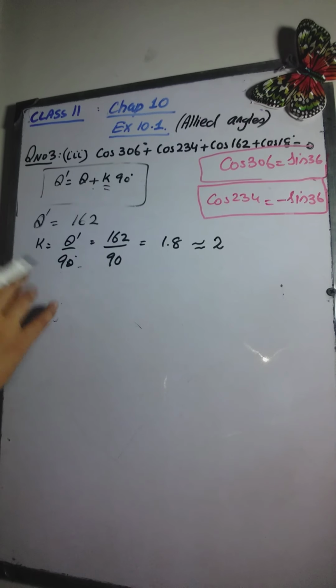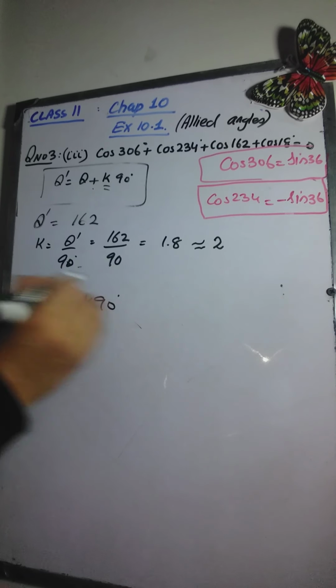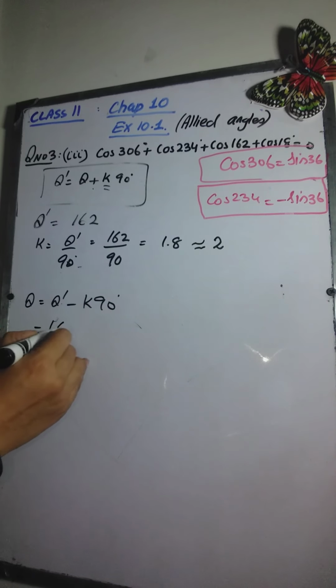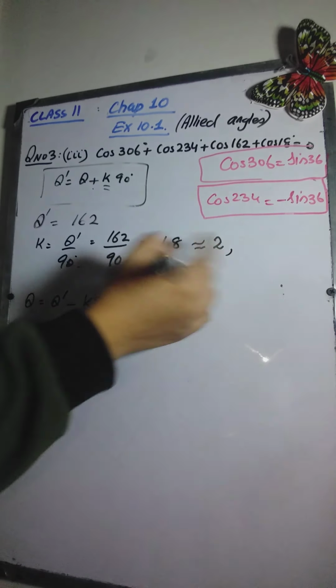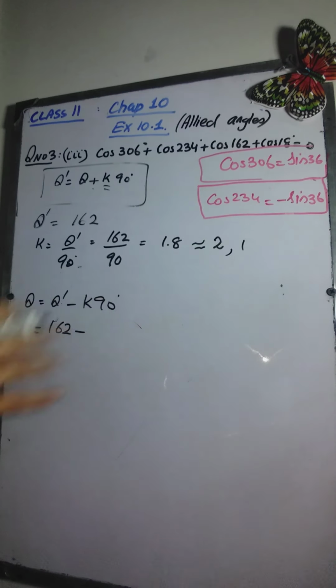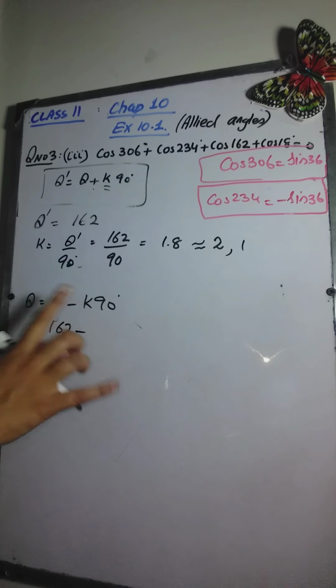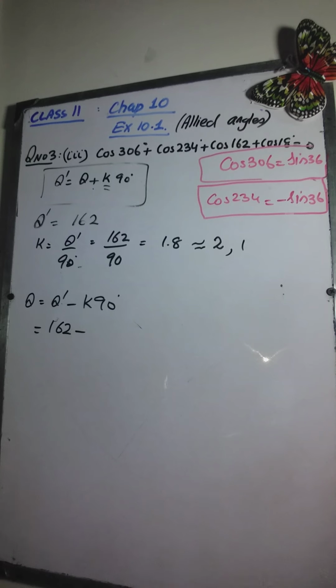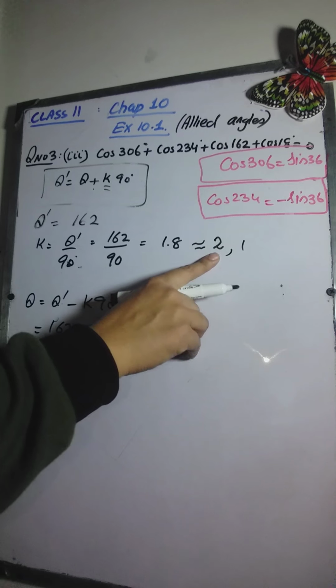Now theta will be theta dash minus k times 90 degrees. Theta dash is 162. You can take k either 1 or 2. You are going to try both these values. Now if I take k equal to 1, then this will be 162 minus 1 times 90, which will give us the angle 72. As you may see, 72 is nowhere here. So let me take k equal to 2.